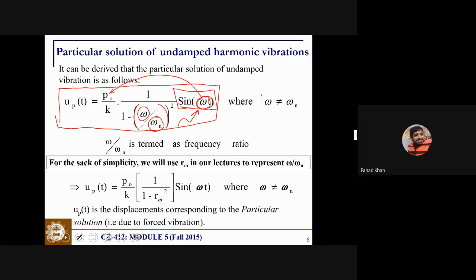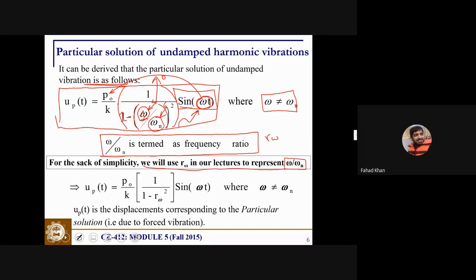Now, you should also keep in mind that in this scenario, omega is not equal to omega n, because if omega is equal to omega n, then you will have a 1 minus 1 situation, and eventually this will grow to infinity or an undefined number. Now, for simplicity's sake, since omega, which is the forcing frequency, is a constant number, and omega n is a constant number, we will term it a frequency ratio. Omega divided by omega n is termed the frequency ratio, and we will call it R omega. We will use R omega in our lectures to represent this ratio here.